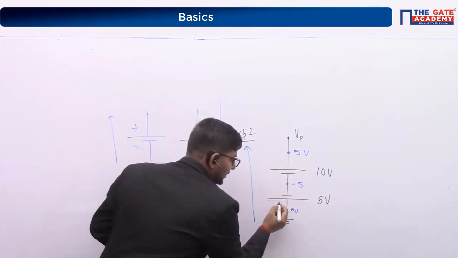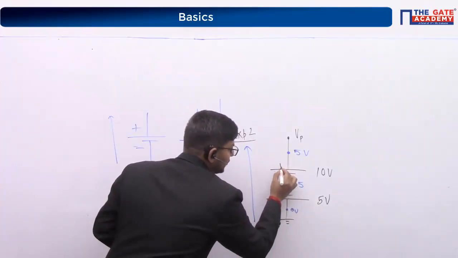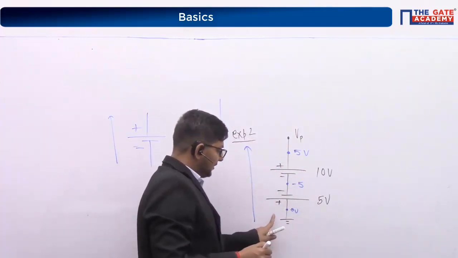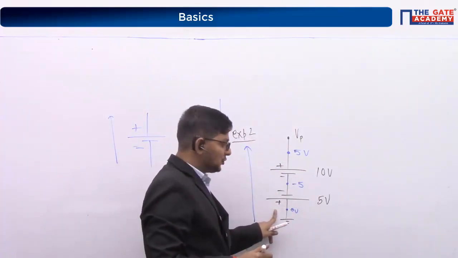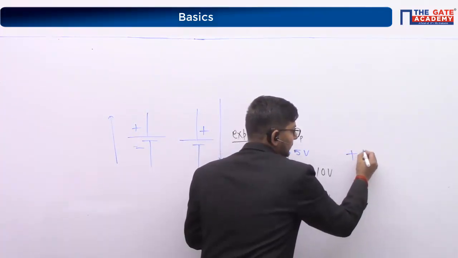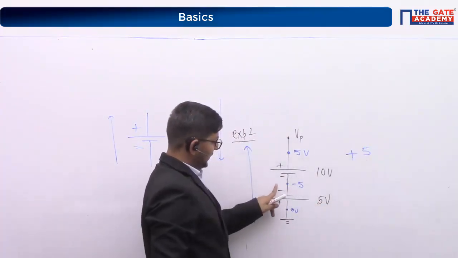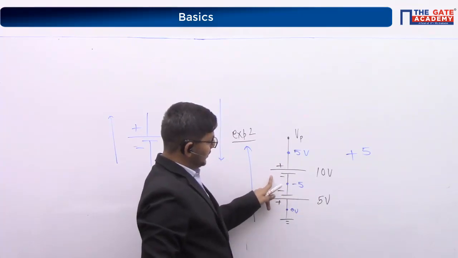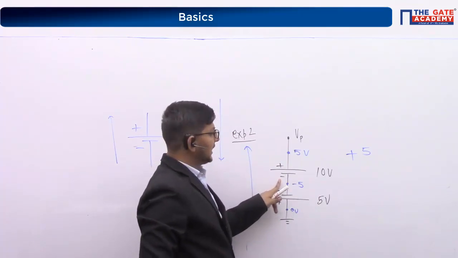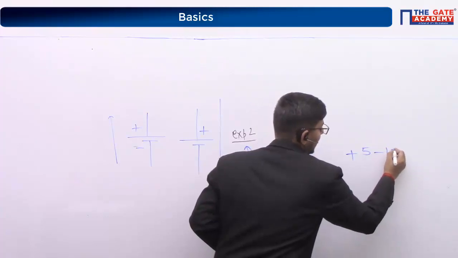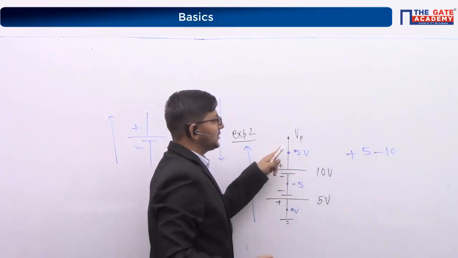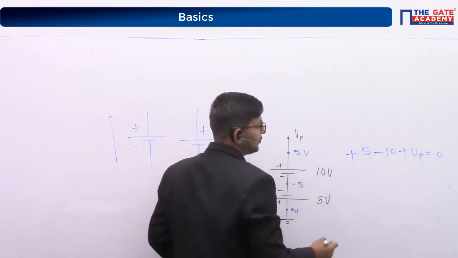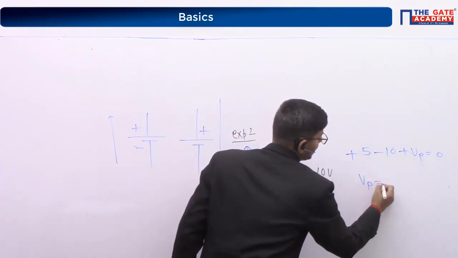If you understood this convention, then let's start from here. This is the positive terminal, this is negative, this is positive. Now I am going to apply the KVL in this loop. I am entering from the positive terminal, so take it as plus 5. Then again positive terminal, plus 5. Again I am entering from the negative terminal, so take it as minus 10. Now we have to find the voltage Vp: plus Vp equal to 0. So what will be Vp from here? It will be equal to 5 volt.